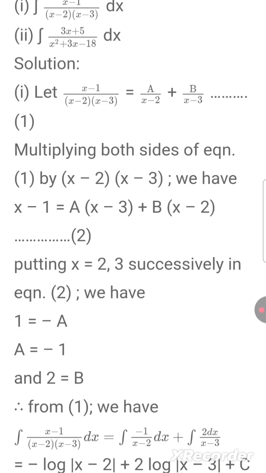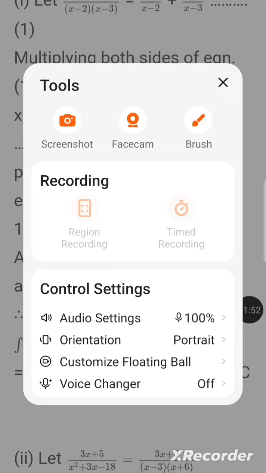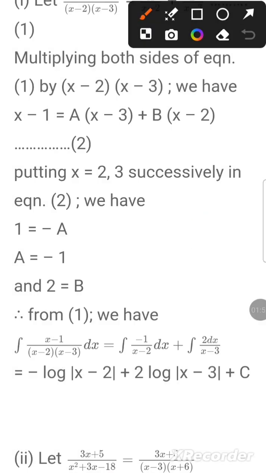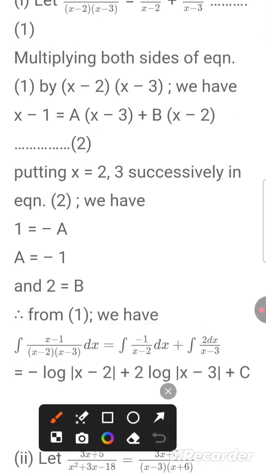So first, we are going to take the partial fractions according to the rule explained. Since the denominator has two non-repeated linear factors, the partial fractions would be A by (x minus 2) plus B by (x minus 3). Now we have to find the values of A and B.